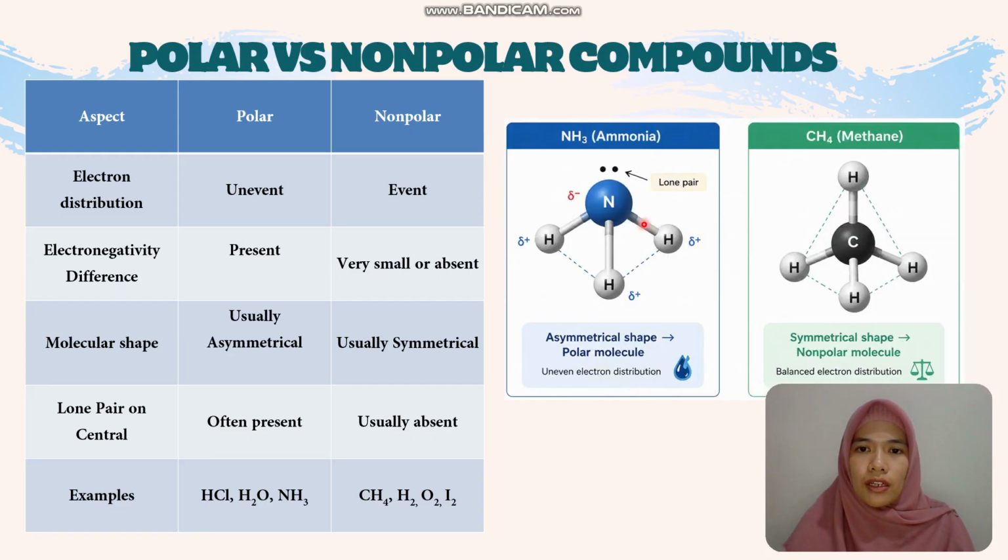For example, nitrogen trihydride has a lone pair and an asymmetrical shape, making this molecule polar. On the other hand, carbon tetrahydride has a symmetrical tetrahedral shape, causing the electron distribution to remain balanced. Therefore, carbon tetrahydride is classified as a nonpolar molecule. From this comparison, we can conclude that both electronegativity and molecular shape influence molecular polarity.